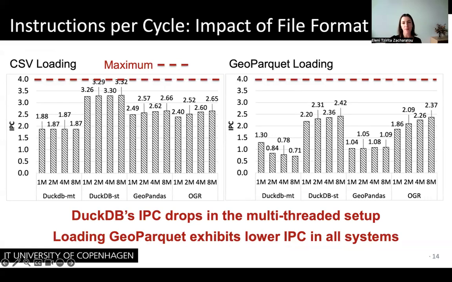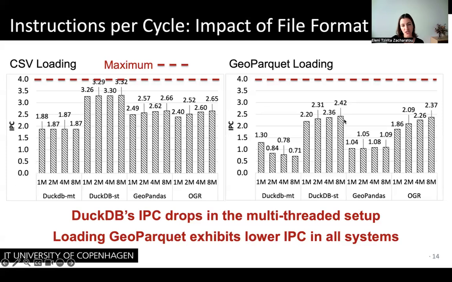Next, we expand our microarchitectural analysis to the other systems. The slide here compares the instructions per cycle, or IPC in short, when loading CSV and GeoParquet files using different systems. In the left graph, we focus on CSV loading, and the x-axis shows the different systems, and each system has 4 bars representing the different data sizes. And the y-axis measures the IPC. Here, we observe that single-threaded DuckDB achieves the highest IPC. However, the IPC drops for DuckDB in the multi-threaded setup, which indicates that there is some resource contention.